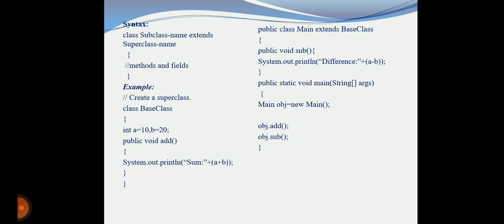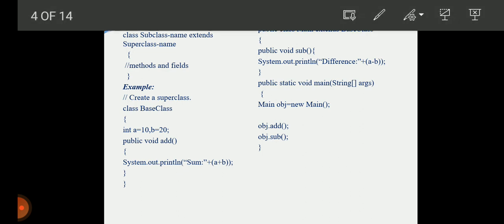Next, we will see the syntax for inheritance. Here we have the class, subclass name, then the keyword extends, followed by the superclass name. The superclass name is the superclass and the subclass name is the subclass. So we are deriving a subclass from the superclass, and in the subclass you will also have methods as well as fields. Next, we will see an example.